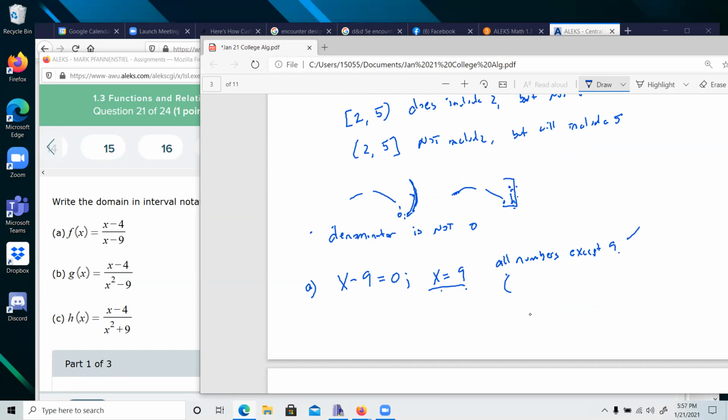All right, so all the numbers up to 9. Then we skip 9, and we get all the numbers that are bigger than 9. So this is saying all the numbers up to 9, not including 9, and all the numbers that are bigger. And we put a little U here as a union. We say it's either in this one or it's in that one. So this is the way of saying all the negative numbers up to 9, skipping 9, and then from 9 onwards. That's what this domain would look like in interval notation.